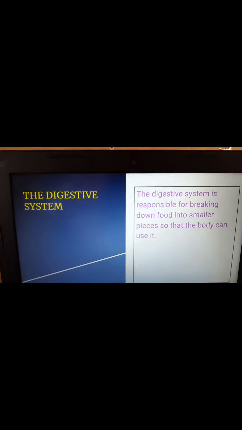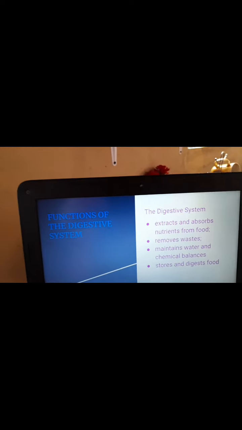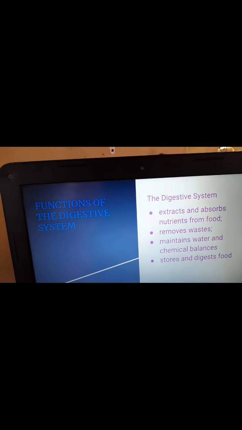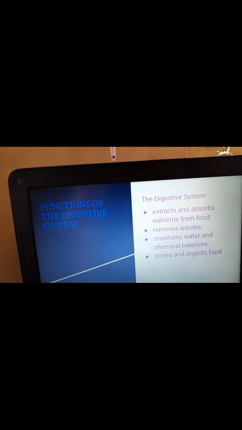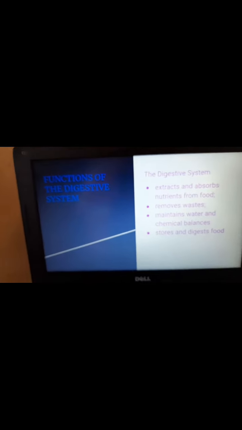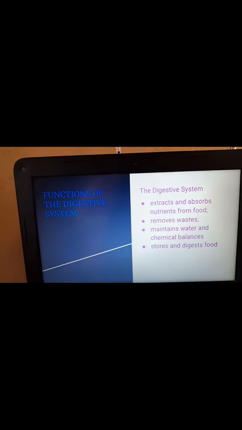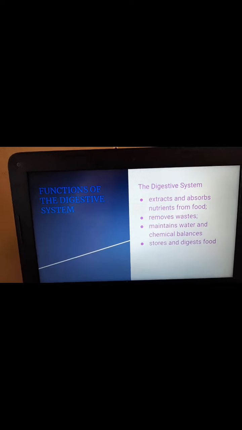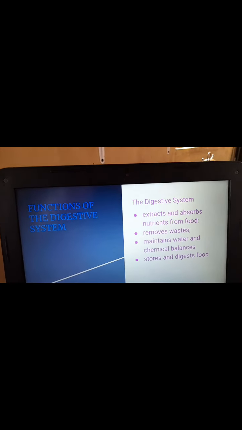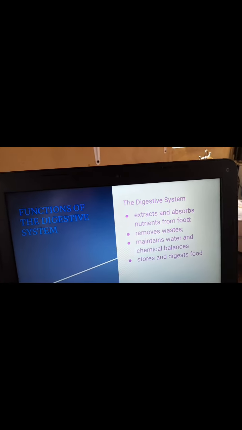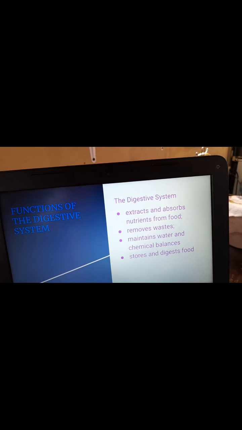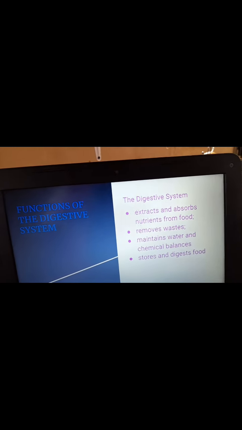So the next part here we have the functions of the digestive system. And we have 4 points here. The first point, it extracts and absorbs. What do we mean there? Anybody would like to tell me? By the raise of hand? Yes, Kimberly, go ahead.